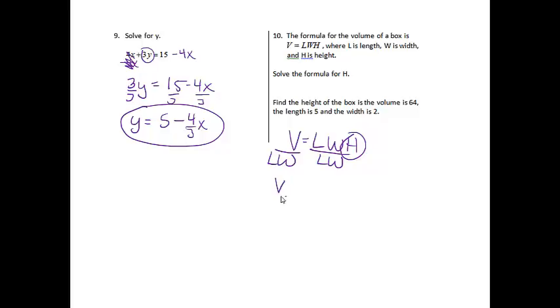So on the left side, I have V over LW. On the right side, the L and the W cancel out, so I'm just left with H. And then I usually like to switch this around, so I'll make it H equals V over LW. Okay, so I've done that part of it.